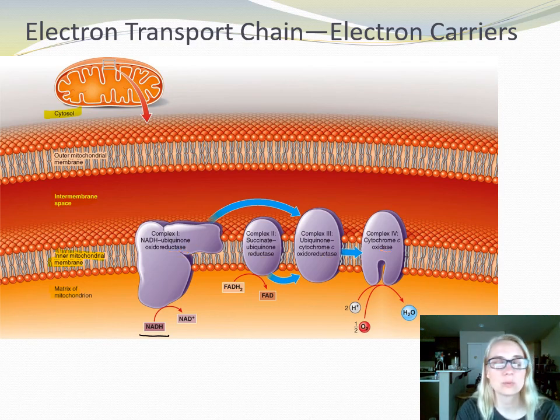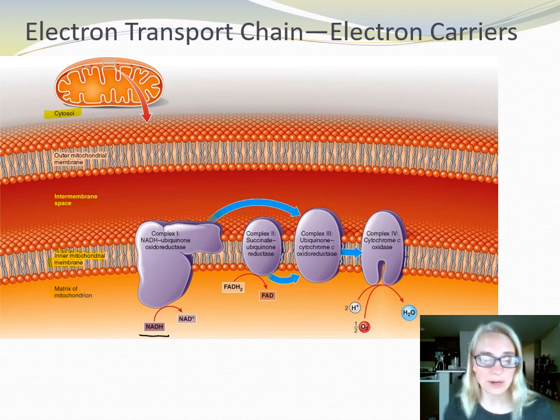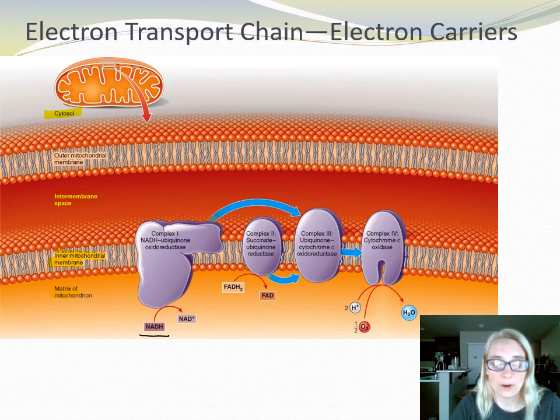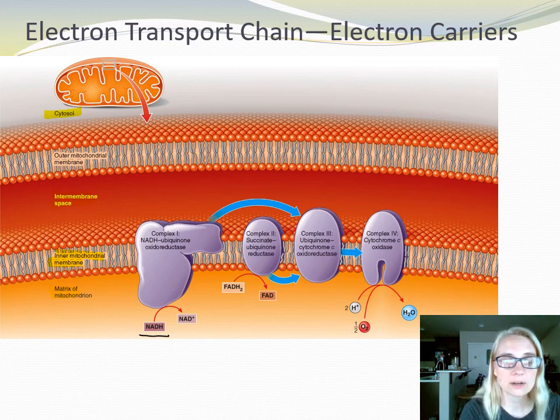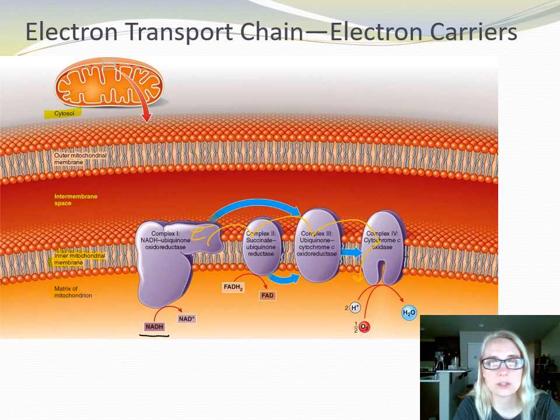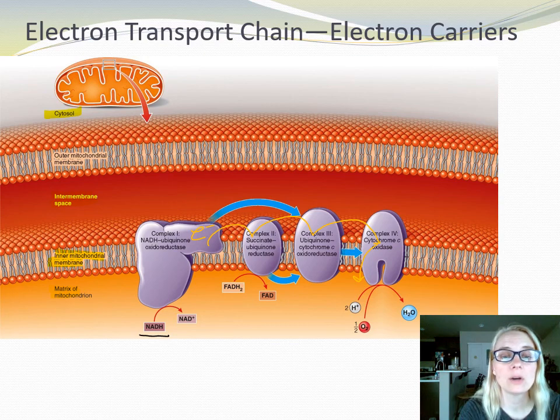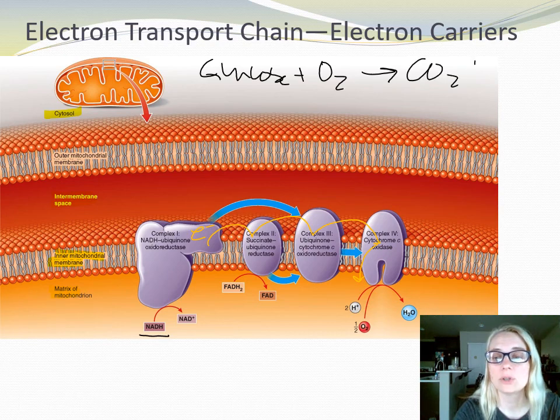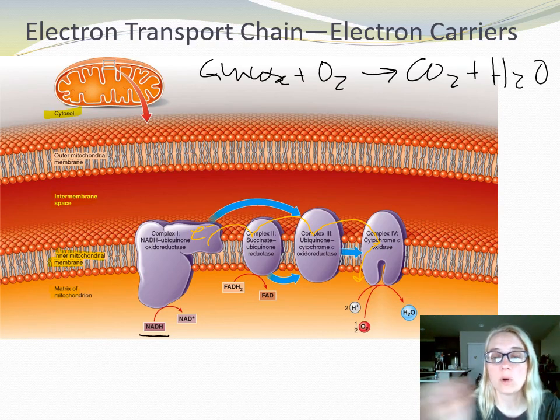You can call them complex 1, 2, 3, 4, that's totally fine, or just electron carriers embedded in the membrane. All right, so here's our electrons. They're going to be bouncing from one place to the next, and eventually they're going to find their way to oxygen. And if you remember, our overall reaction was glucose plus oxygen gives you CO2 plus water, right?